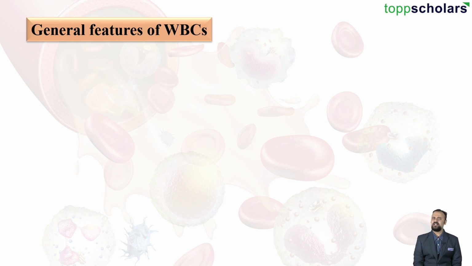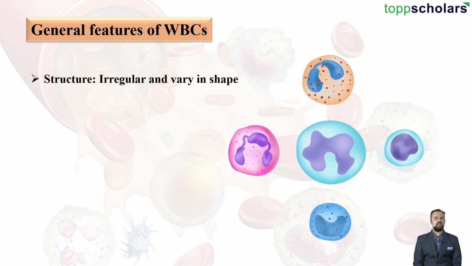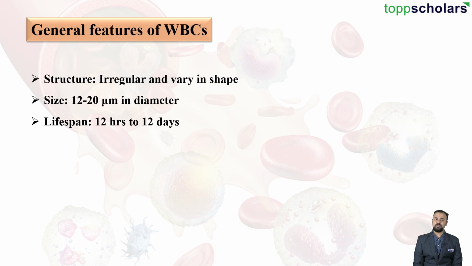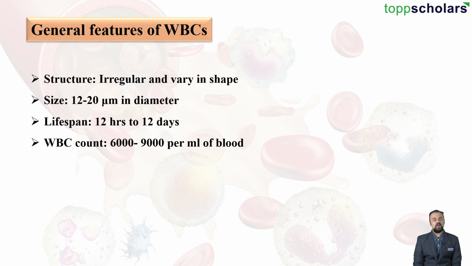Moving on, let us study the general features of white blood cells. Students, white blood cells have an irregular structure and they vary in shape as well. Their size ranges from 12 to 20 micrometers in diameter. Also students, the lifespan ranges from 12 hours to as much as 12 days. So as compared to RBCs, WBCs are very short-lived. Other than this, white blood cell count is 6,000 to 9,000 cells per ml of blood.